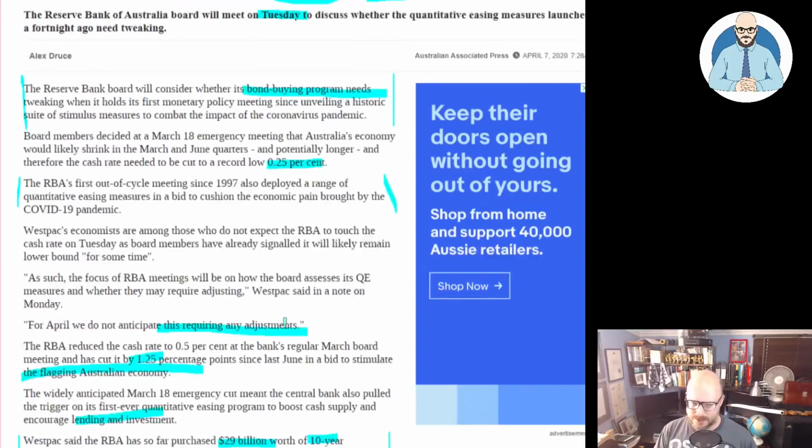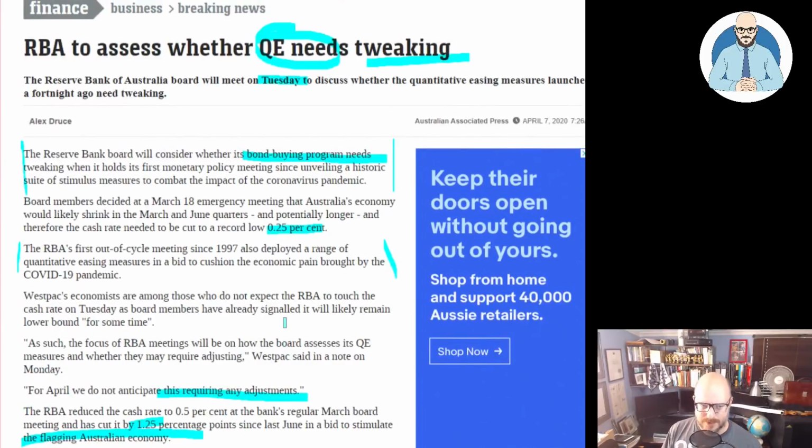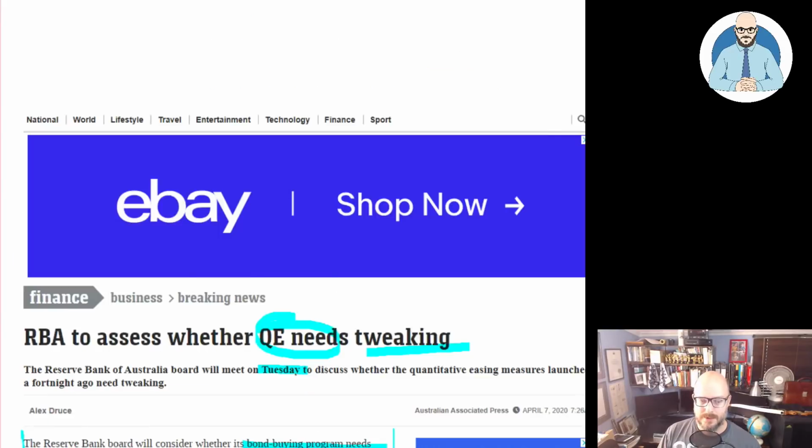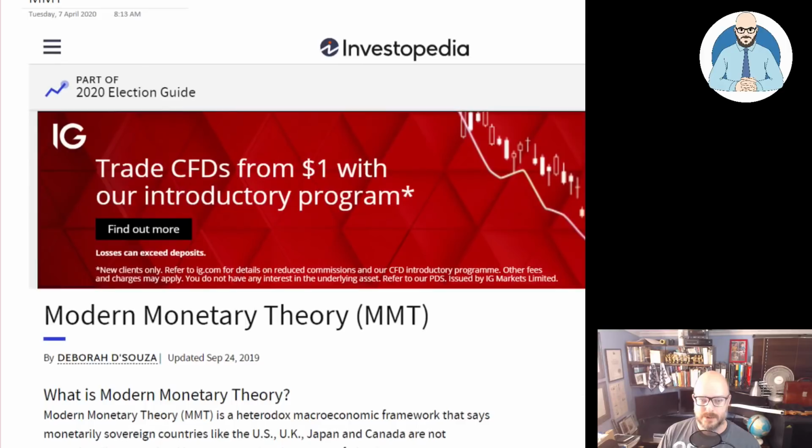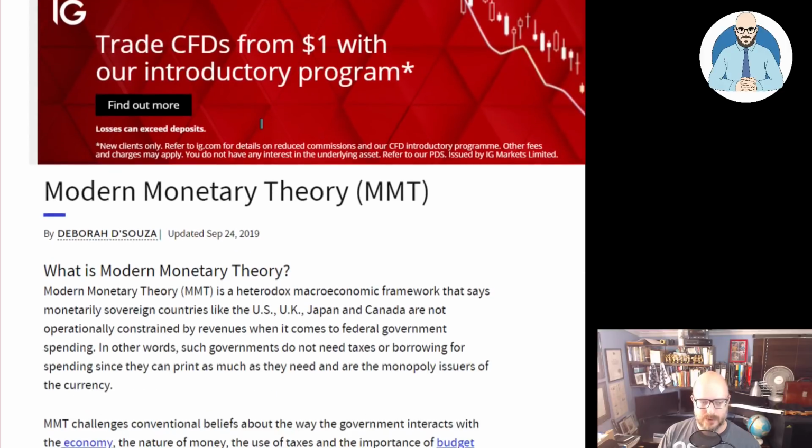But there you go. So they're tweaking it. So they're doing QE. They're creating money out of nowhere. Now, let's have a look. Let's go to one of my favorite websites, Investopedia, and let's read through just what is modern monetary theory? Because we're going to be hearing about it more and more. And they're advocates for it.